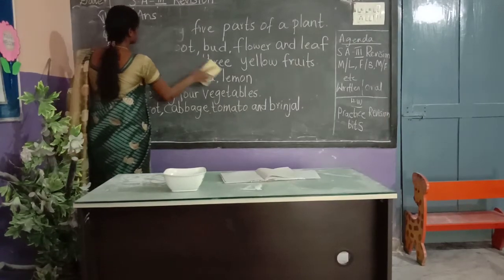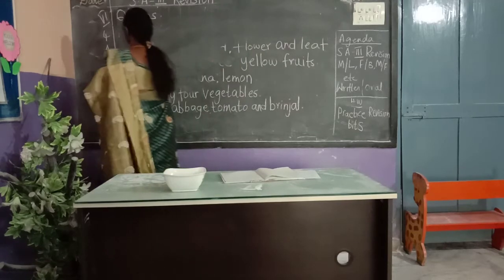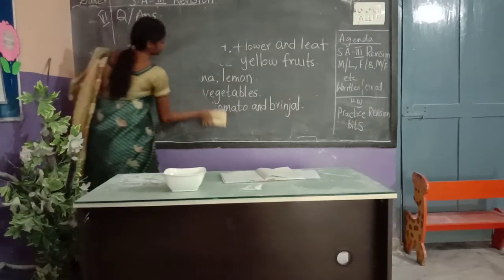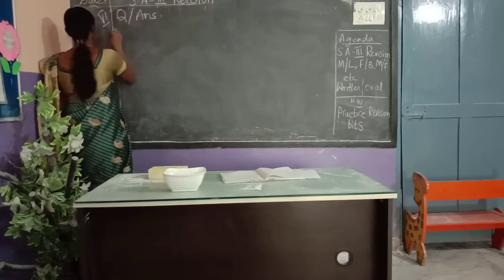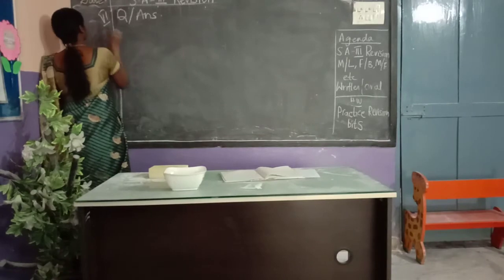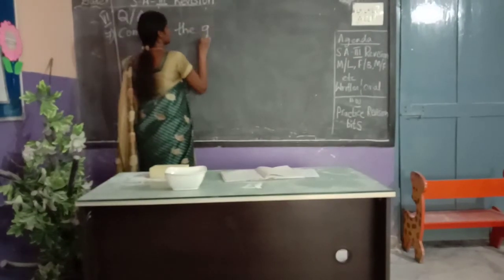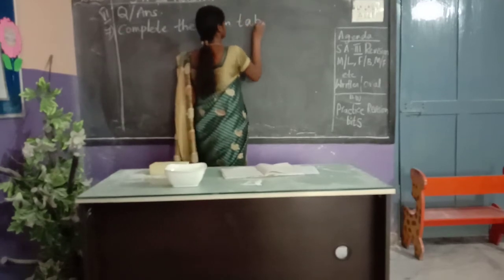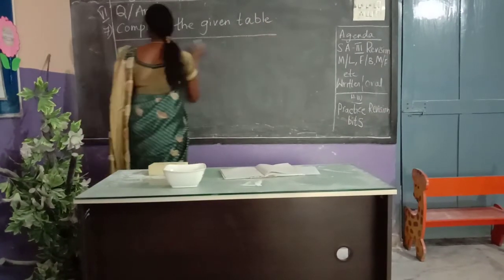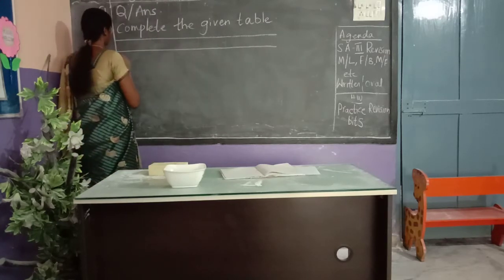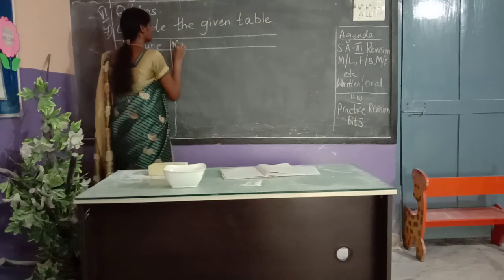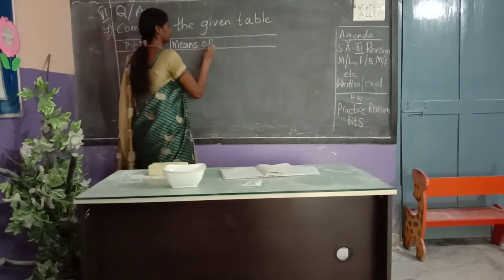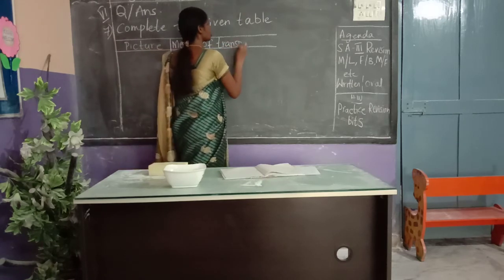One more table. This is the last one for the question and answers mark. Seventh one. Complete the given table. So what is it? First one. Picture. Means of transport.